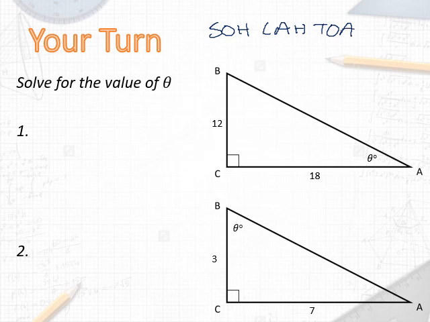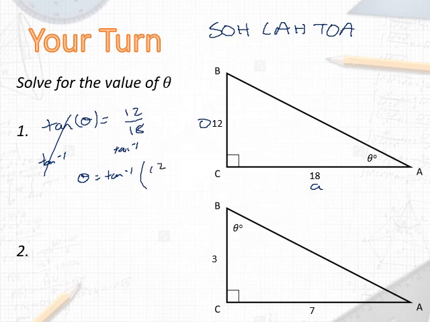All right, first one, opposite, adjacent again. So these are both tan problems. So tan of the angle is 12 over 18. We're going to multiply by tan inverse on both sides, so those will cancel. So theta is tan inverse of 12 over 18. That's when the calculator comes out. And that's 33.69.